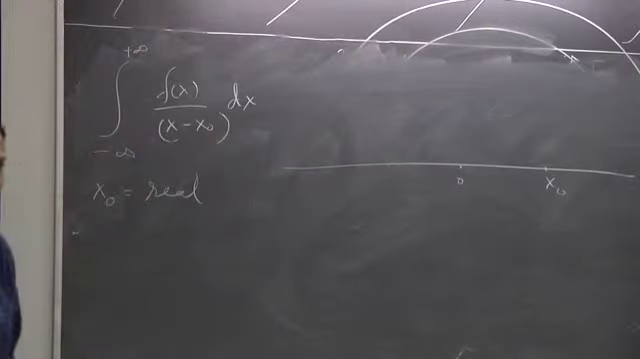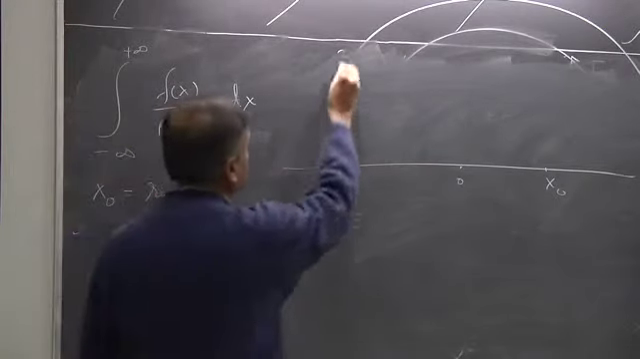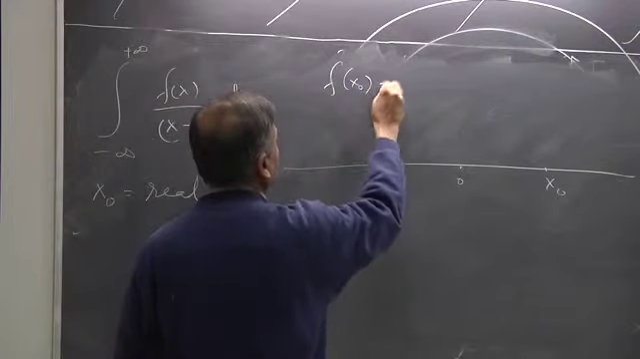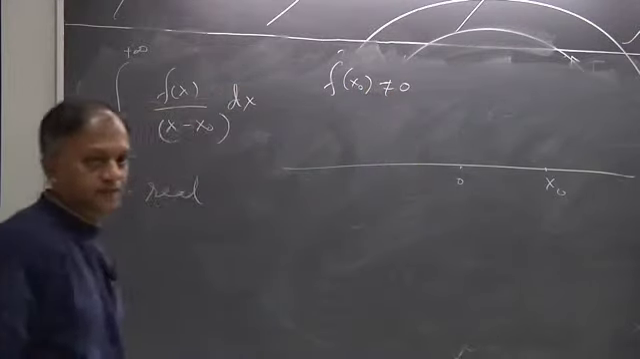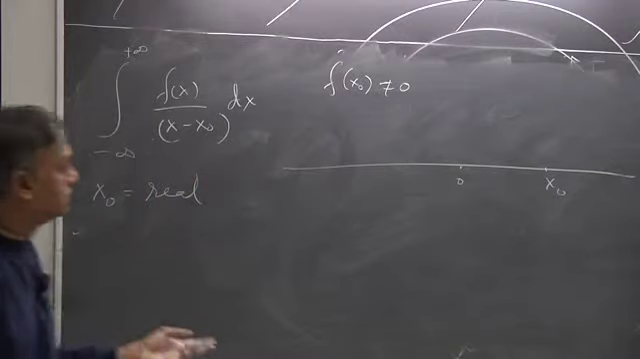In that case it would be fine, but suppose it was not vanishing. So, suppose f of x naught is not 0. In that case this integral is not well defined. Okay. So, what do you do then?